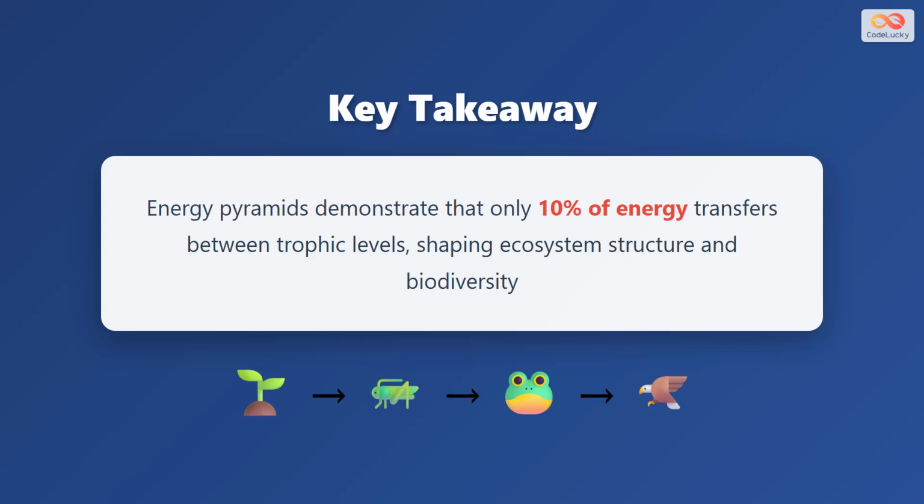To summarize, energy pyramids demonstrate that only 10% of energy transfers between trophic levels. This fundamental rule shapes ecosystem structure and biodiversity. It determines how many organisms can exist at each level, why food chains are limited in length, and why we see specific patterns in nature. Understanding energy flow helps us appreciate the delicate balance in ecosystems and why conserving producers and lower trophic levels is crucial for maintaining healthy ecosystems.